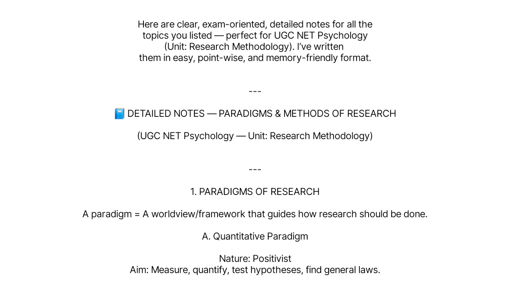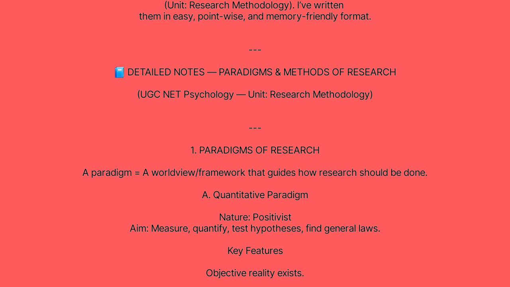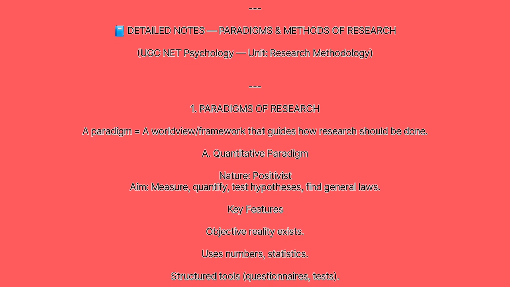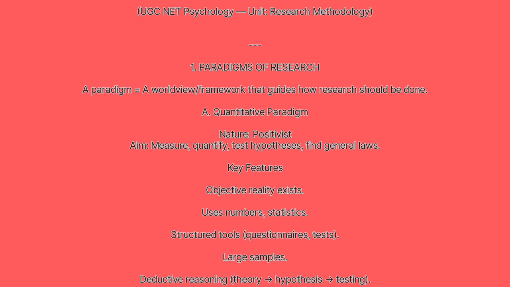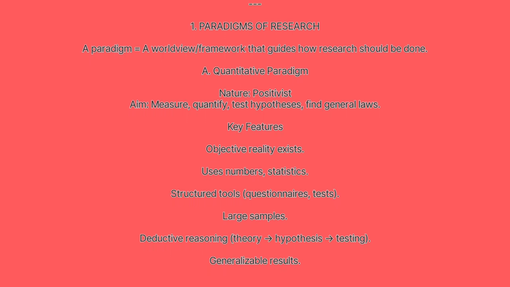Detailed notes on paradigms and methods of research. This is a unit from research methodology. Paradigms of research means a worldview or a framework that guides how research should be done. The first type of paradigm is quantitative, the positivist one. Measure, quantify, test hypotheses, find general laws.